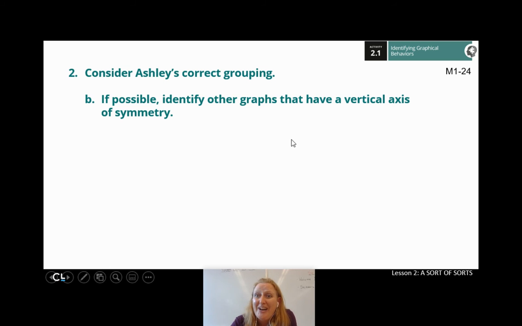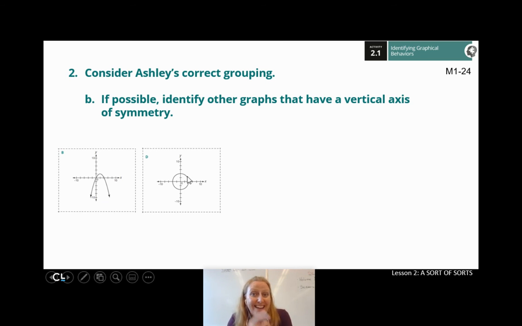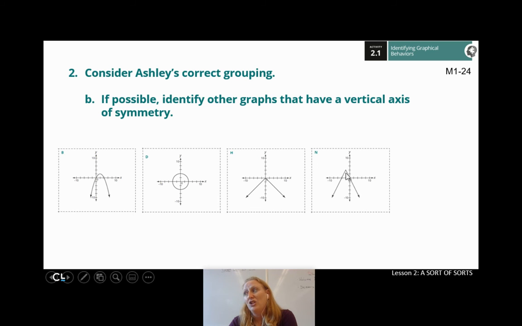I found a whole bunch. I found graph B. I could draw a line right through the middle and it would mirror on both sides. Graph D. Did you think of this one? I know it's a circle, but you could draw a line right down the middle and the two sides would mirror each other like a little butterfly. Graph H. Graph N. I have to shift it over a little bit to the left, but I can still make a line through it. And graph R. Do you think of graph R? That one was a weird one, but I could draw a line right down the middle and the two sides would mirror each other.